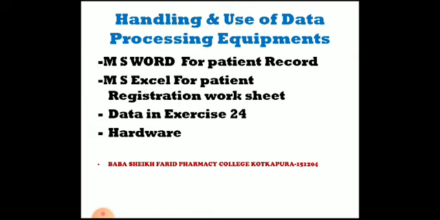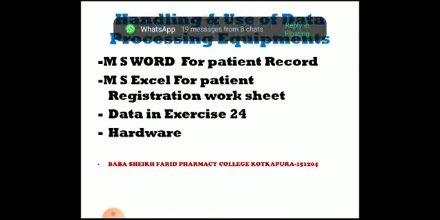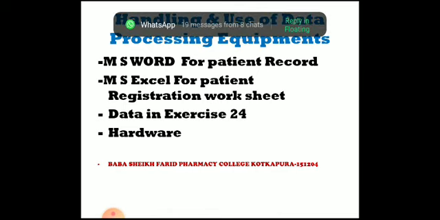Now, first of all, we see the anatomy of computer. Anatomy of computer means it will be divided into two types. Those are called hardware and software. The anatomy of a computer is further divided into two types. That means what is a hardware and what is a software.